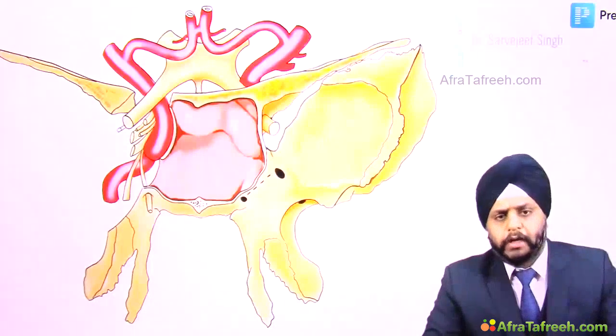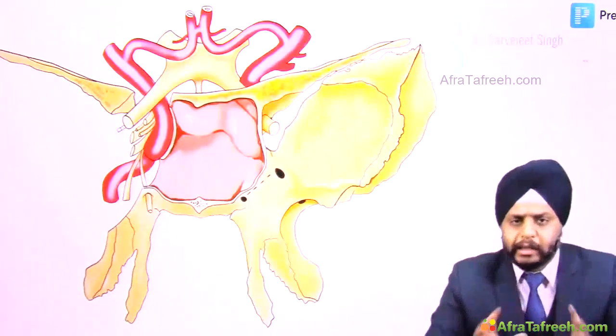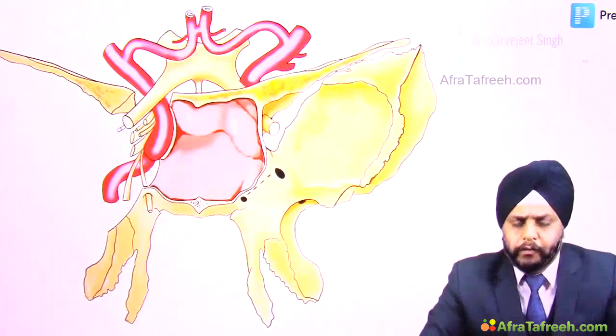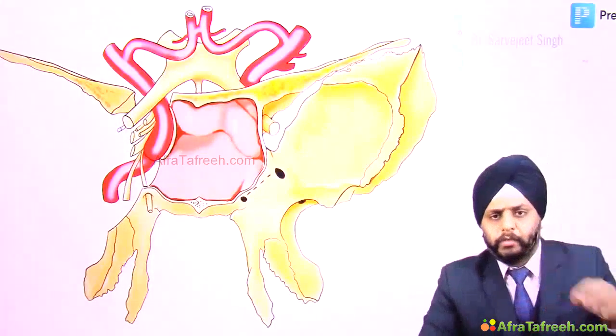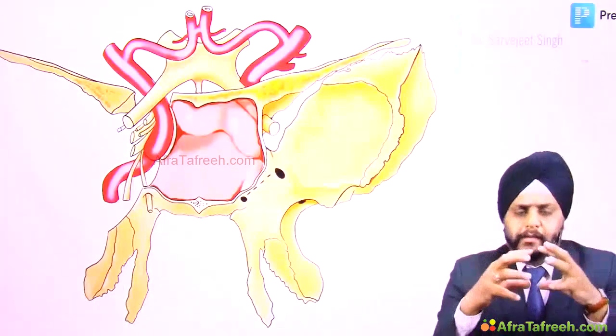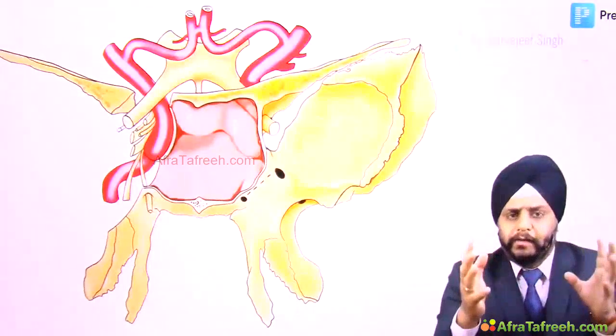So this sphenoid sinus is in the sphenoid bone, and we have already discussed a little bit of the sphenoid bone in the last topic in the video where I showed you all the different bones. Let us revise what we have studied. So we know that this sphenoid bone is in the shape of a bat. It's an unpaired bone right in the center.